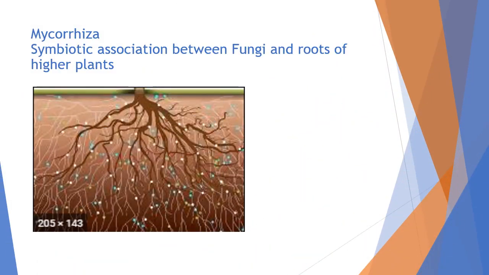Next symbiotic association is the mycorrhiza. So what is a mycorrhiza? It's a symbiotic association between fungi and the roots of higher plants. Can you see the picture here? Very clearly the picture has been given. So these are the roots of higher plants and you can see here the nodules are there, and these nodules contain the fungi.